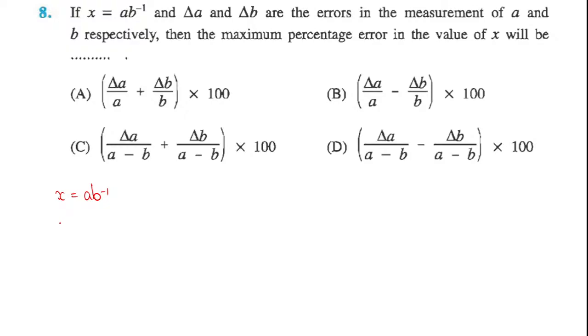अभी देखो, क्वेश्चन में बोल दिया है डेल्टा A एंड डेल्टा B आर द एरर्स इन द मींस ऑफ A एंड B रिस्पेक्टिवली. मैक्सिमम परसेंटेज एरर फाइंड करके दो. क्या फाइंड करना है? मैक्सिमम परसेंटेज एरर. ठीक है भाई, यूं कर देते हैं.